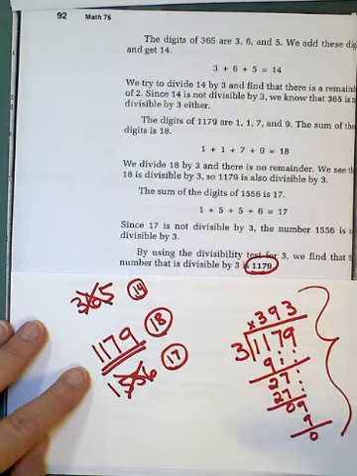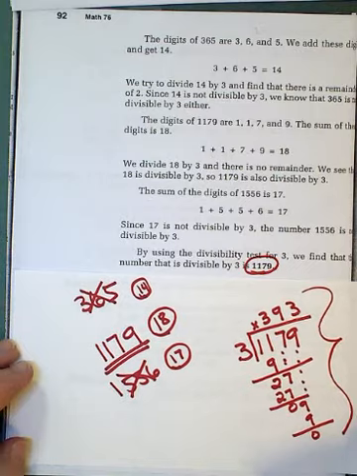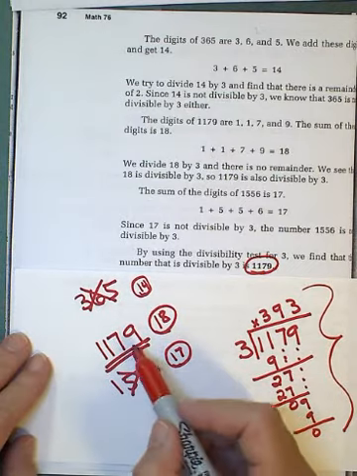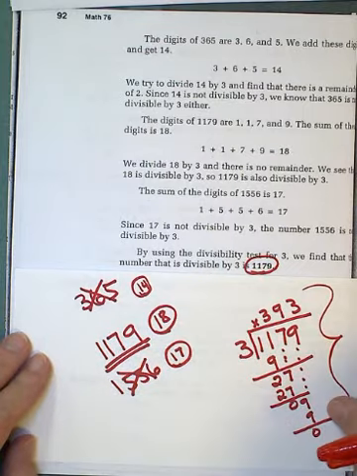The same can be done to check for divisibility by 9. Add the sum of the digits. Ask yourself, is the sum divisible by 9? If it is, the entire number is divisible by 9.